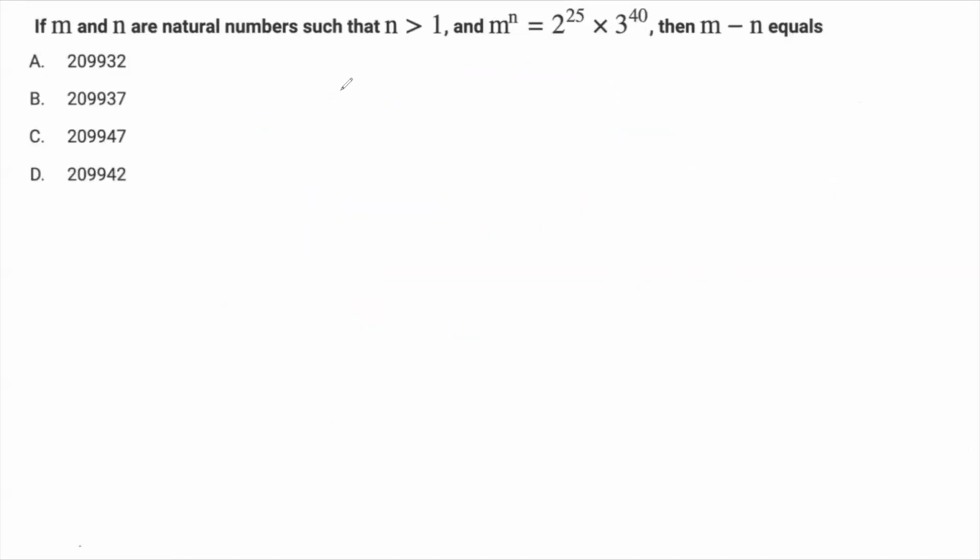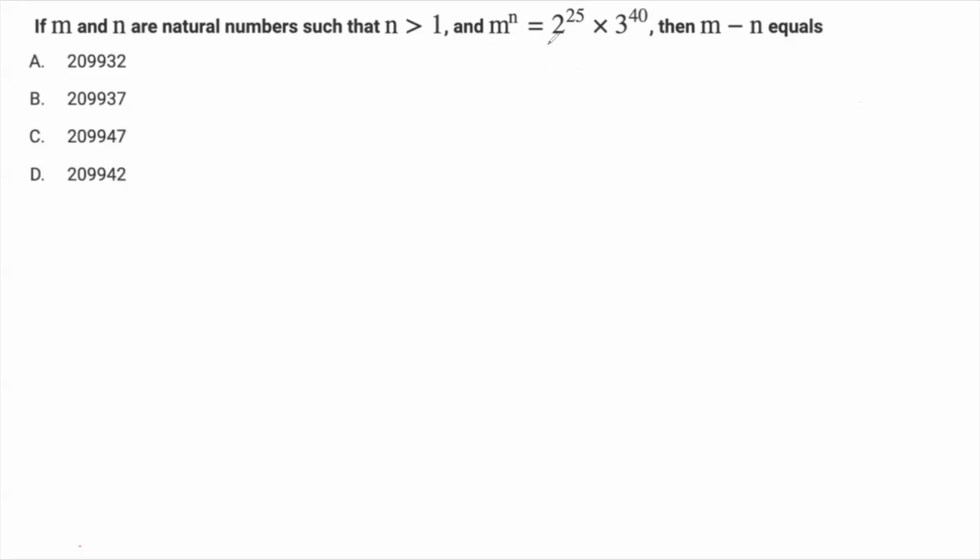If m and n are natural numbers such that n is greater than 1 and m raised to n is 2 power 25 into 3 power 40, then m minus n equals. Guys, it's a super easy question, would involve certain calculations. But if you know the powers of 3 and 2, it is a cakewalk.